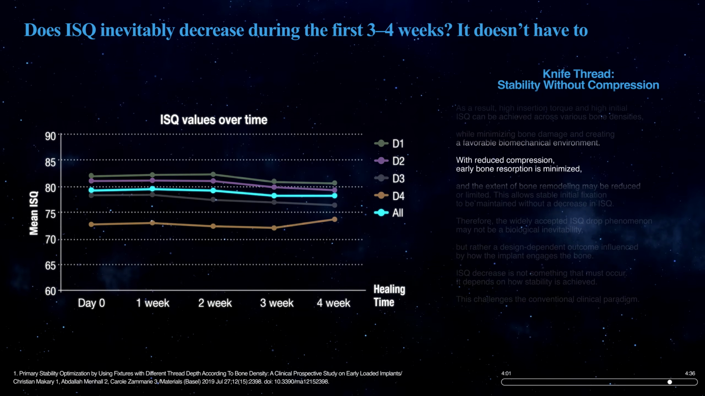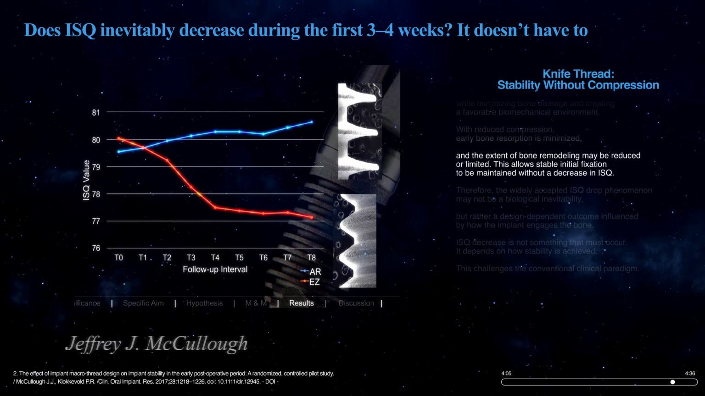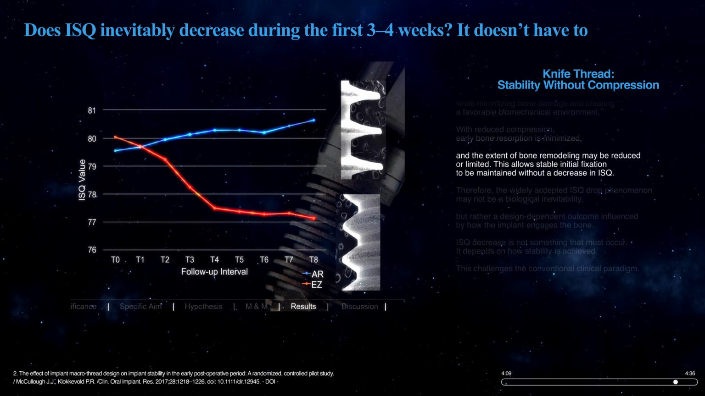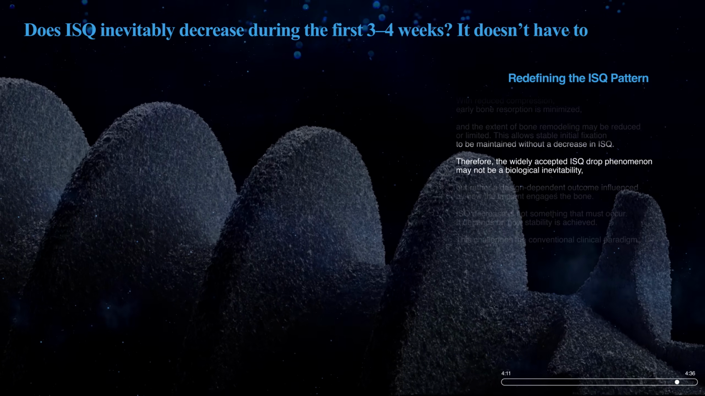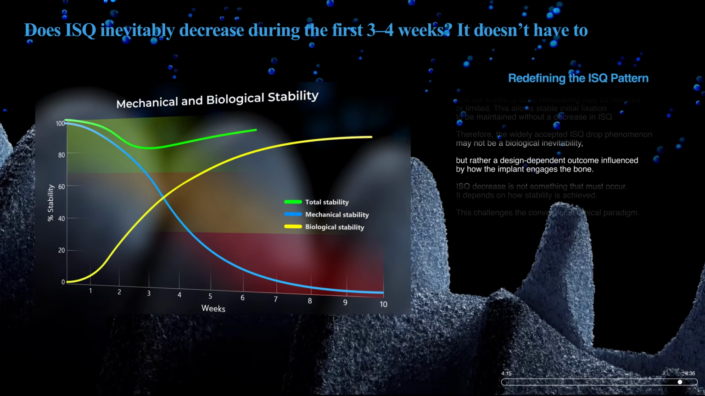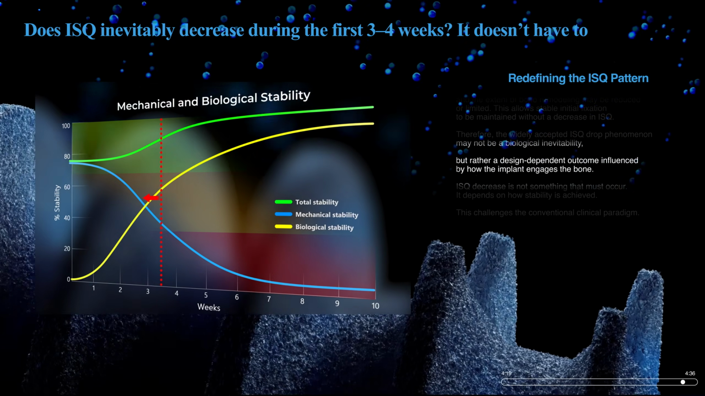With reduced compression, early bone resorption is minimized, and the extent of bone remodeling may be reduced or limited. This allows stable initial fixation to be maintained without a decrease in ISQ. Therefore, the widely accepted ISQ drop phenomenon may not be a biological inevitability, but rather a design-dependent outcome influenced by how the implant engages the bone.